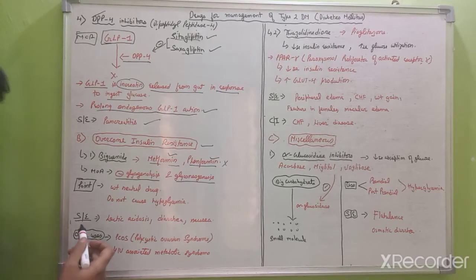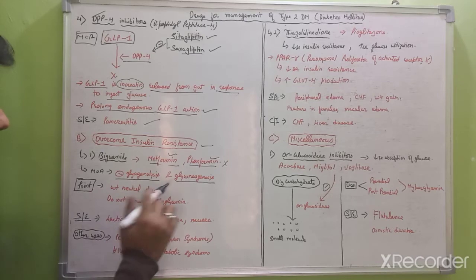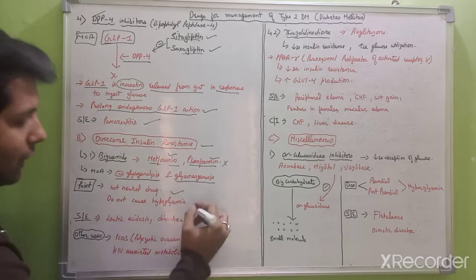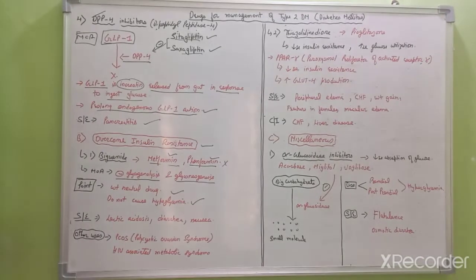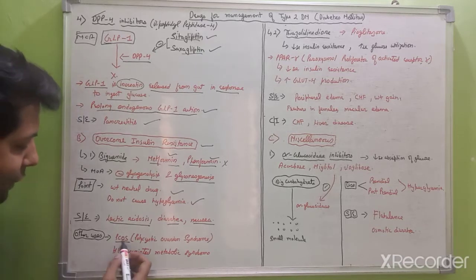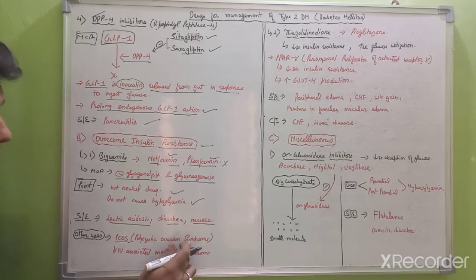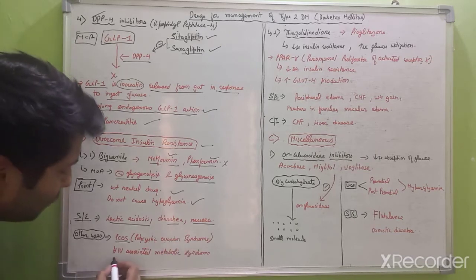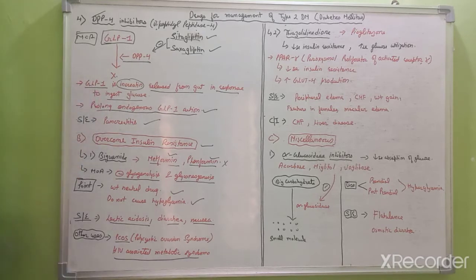Here the point to be remembered is that it is a weight neutral drug, and it does not cause hypoglycemia. The side effects of metformin are that it causes lactic acidosis, diarrhea, and nausea. There are some other uses of metformin, like in PCOS, where PCOS stands for polycystic ovarian syndrome, and it is also used in HIV associated metabolic syndrome. So this is about the biguanides.